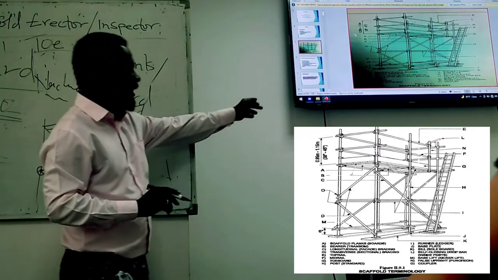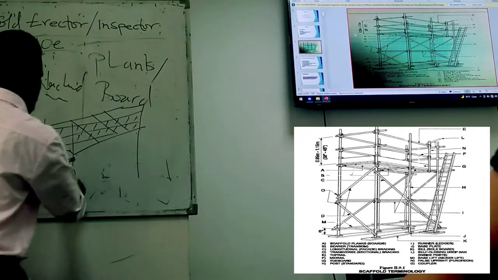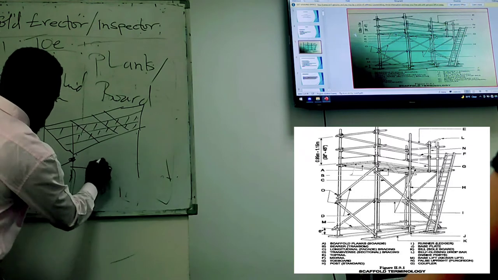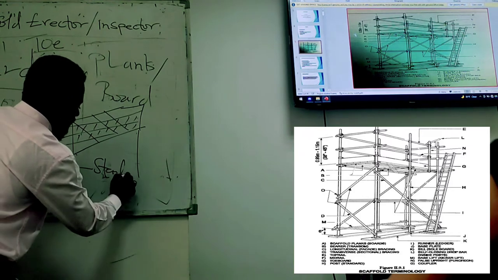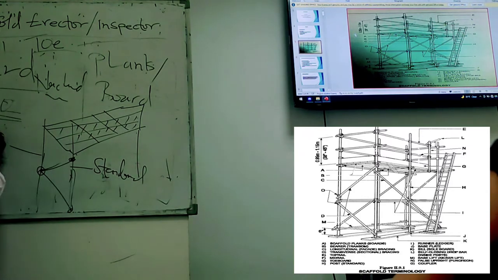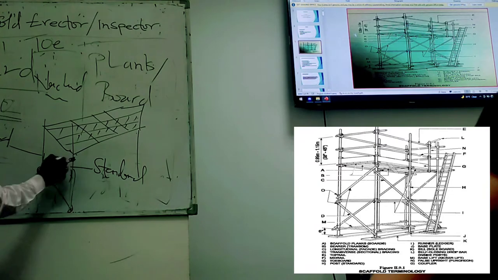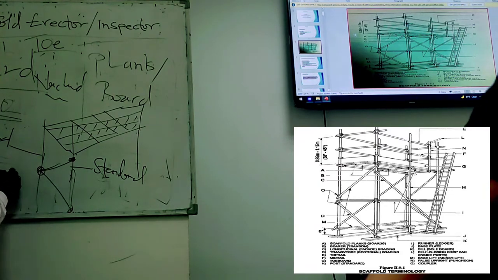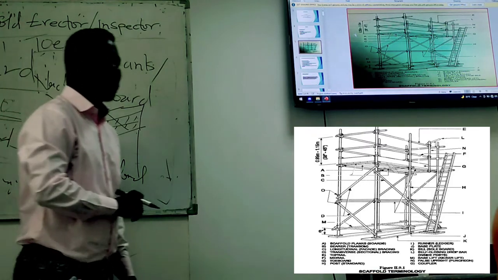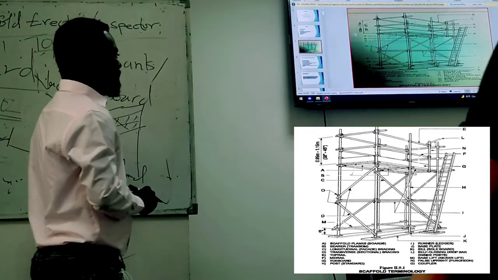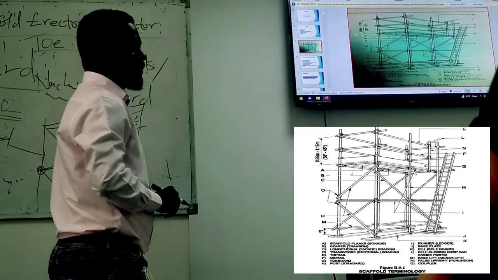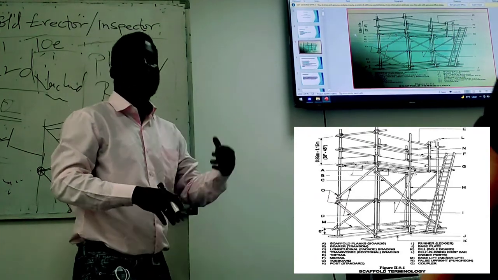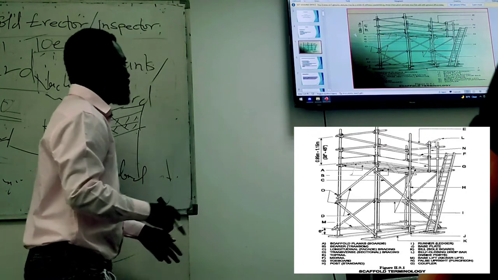Okay, you can see from the picture. This one is called standard. This is also standard. So supporting one standard to another standard is called longitudinal bracing, okay? Because we have several bracing. We have the cross bracing and longitudinal bracing.